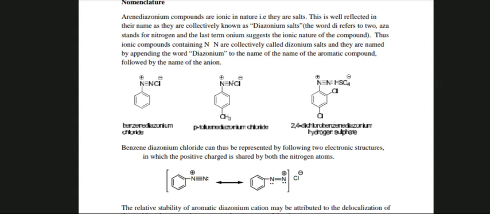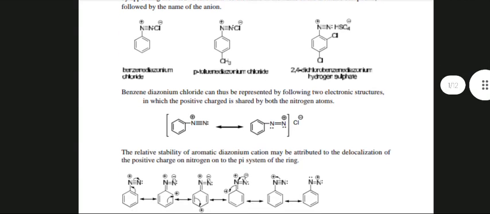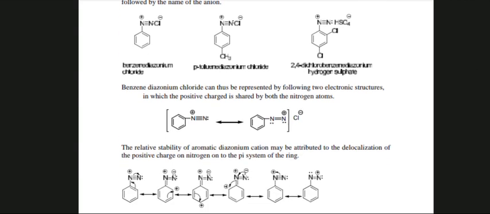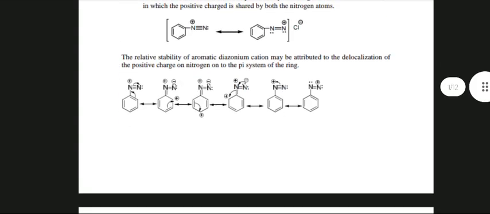Benzene diazonium chloride can thus be represented by the following two electronic structures in which the positive charge is shared by both nitrogen atoms. The relative stability of aromatic diazonium cation may be attributed to delocalization of the positive charge on nitrogen on the pi system of the ring.